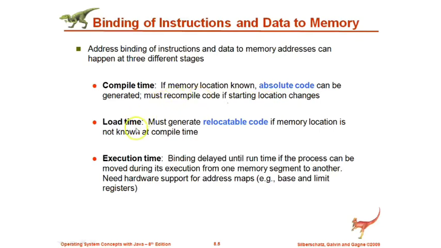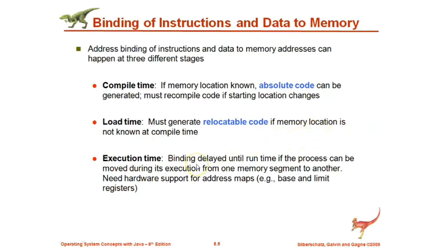So the next one is at load time. If it is not known at compile time where the process will reside in memory, then the compiler must generate relocatable code. In this case, final binding is delayed until load time. So if the memory location is known, compile time will take care of generating the absolute code. But if it is not known, then at load time, relocatable code is generated, since the memory location is not known at compile time.